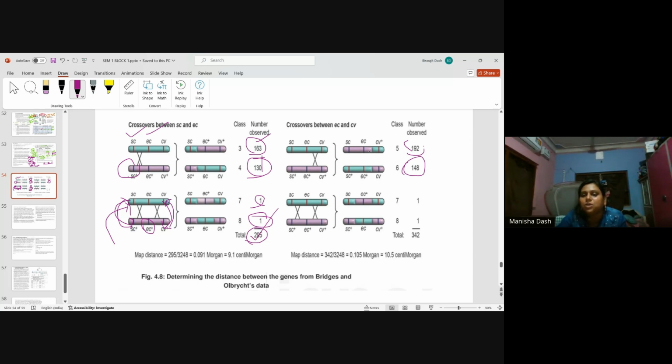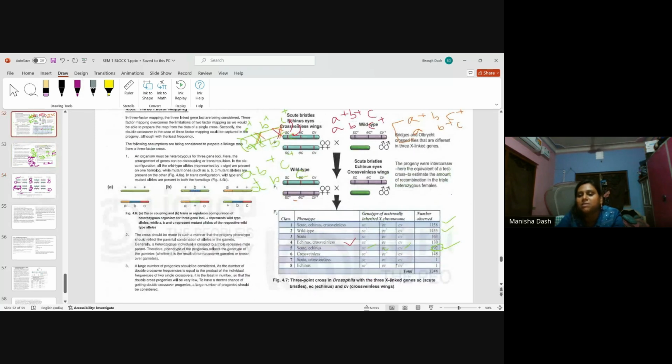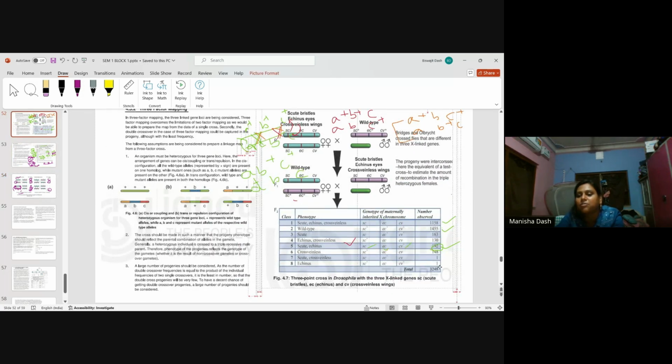And here, what is the total number of recombinants between the EC and CB? The total number of recombinants is 342. So how to calculate the map distance between the gene SC and EC? The map distance is 295 divided by 3248. The 3248 is nothing but the total number of progeny that you have obtained. Okay.